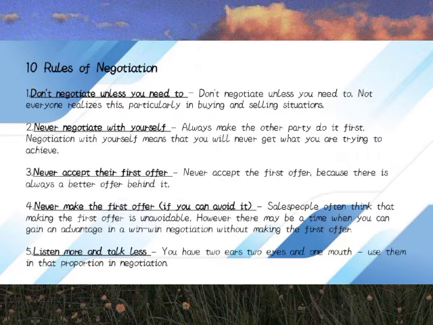The second rule is never negotiate with yourself. Always make the other party do it first. Negotiating with yourself means that you will never get what you are trying to achieve. The third rule is never accept their first offer, because there is always a better offer behind it.